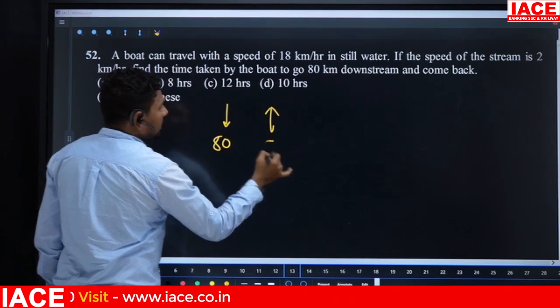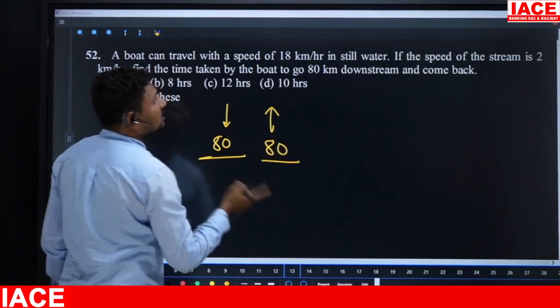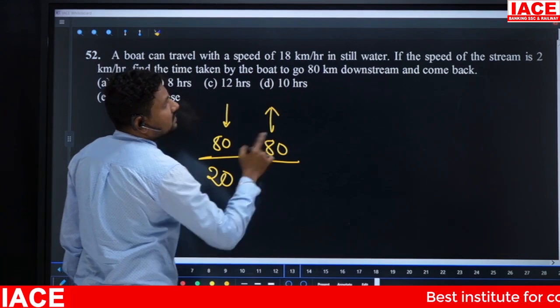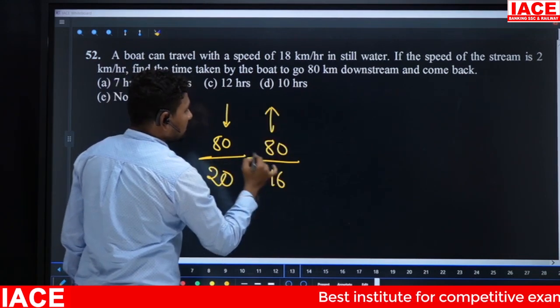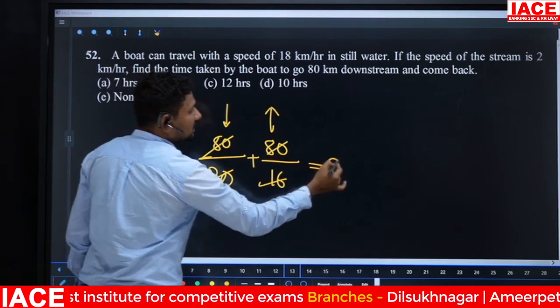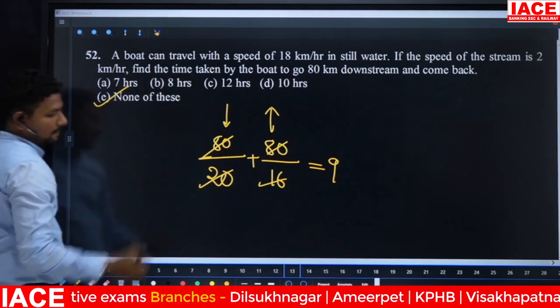80 kilometers, 80 kilometers. Downstream means compulsorily both the speeds are added. It should be 20. And upstream means both the speeds are subtracted, 18 minus 2, it is 16. Then the total time for the up and down journey is what? It is 4 hours, and 5 hours. Total is 9 hours. Our option is none of these.